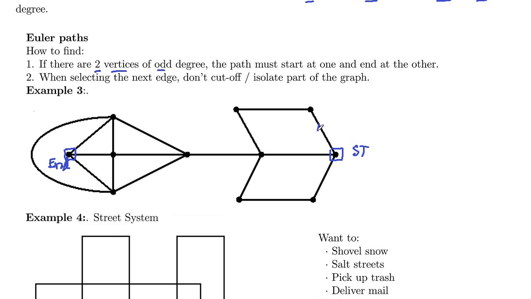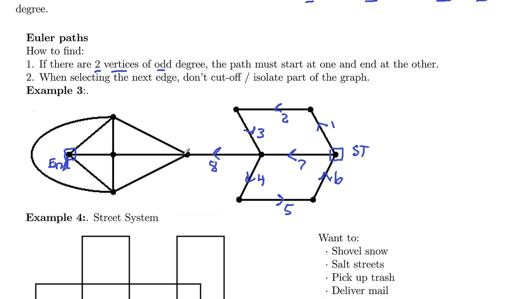Okay, so one way to do this would be 1, 2, I'm going to go around the sort of arrowhead thing, 3, 4, 5, and 6. And then we'll go through the middle and over to the other side. So 7, 8. So notice I used up everything here before I crossed over.